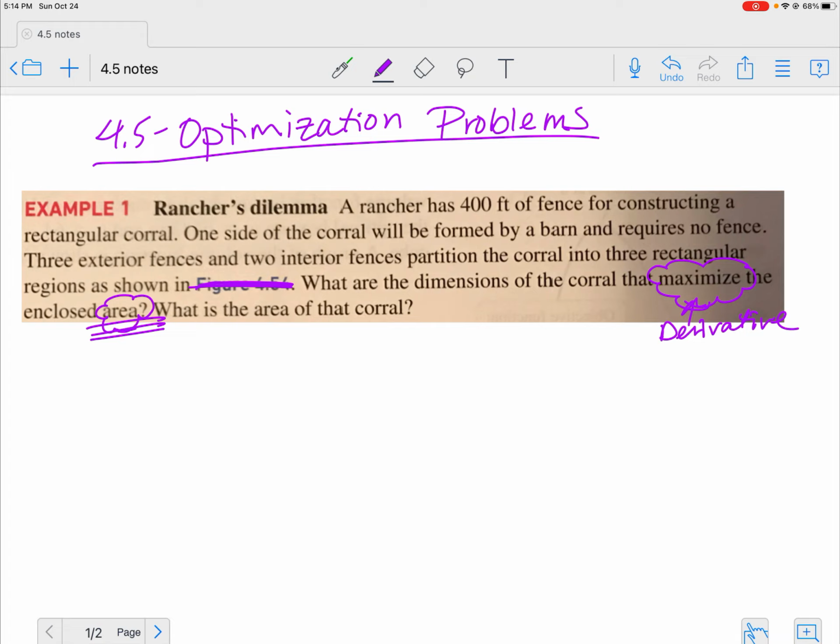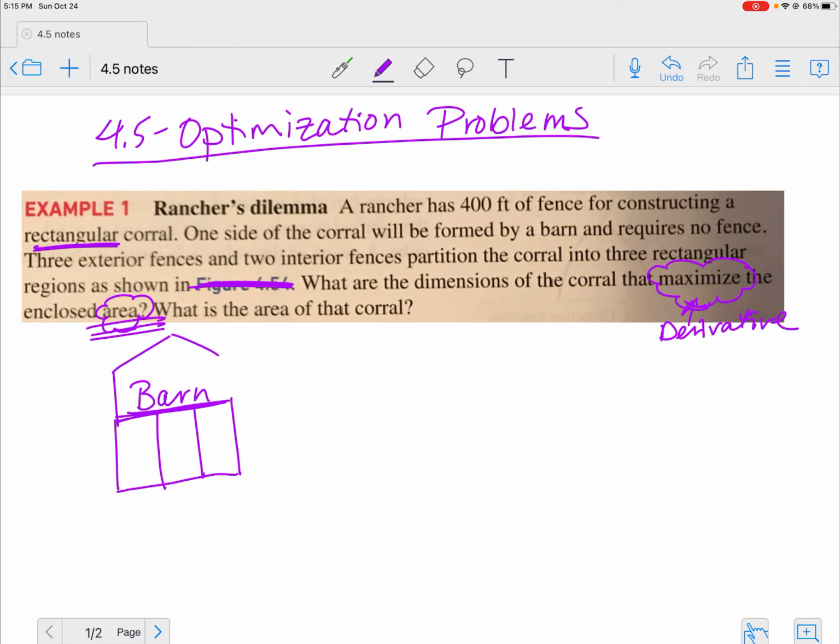All right, so in order for us to do any of that, we've got to figure out what we're talking about. Well, let's go back to the problem. A rancher has 400 feet of fencing. Okay. One side of the corral is formed by a barn. So here I have a barn. Oh, and it's rectangular, so that's good to know. Okay. And requires no fence. Got it. 3 exterior fences and 2 interior fences partition the corral into 3 rectangular regions. So 3 outside fences and 2 inside fences. That's what it's talking about.